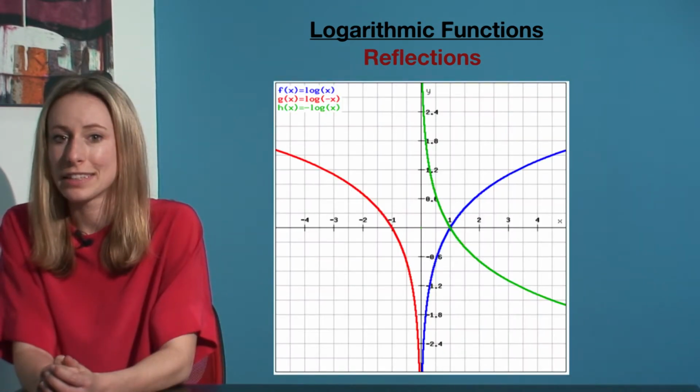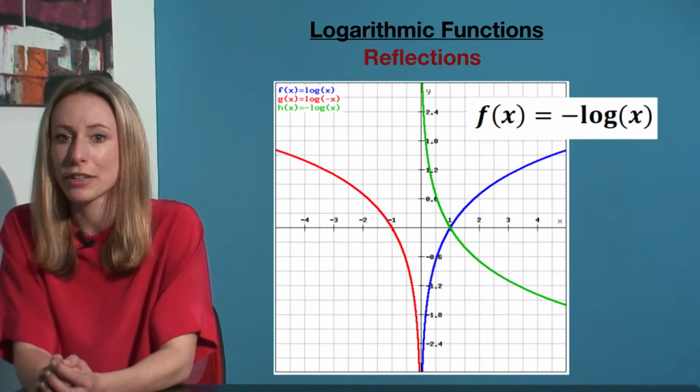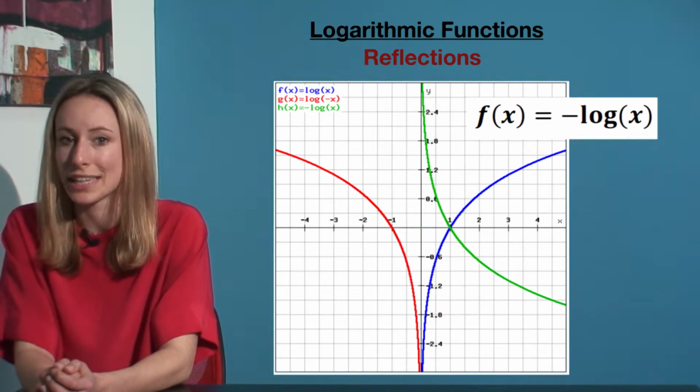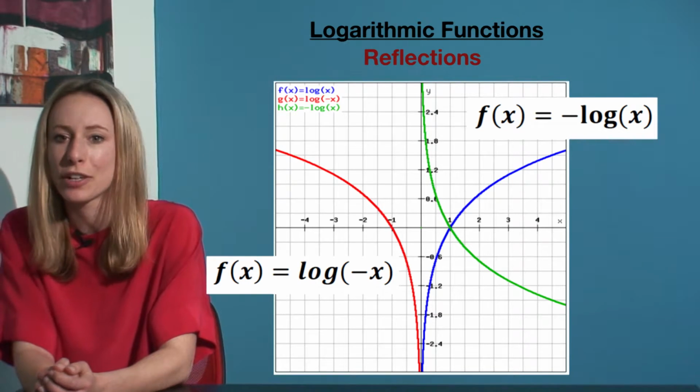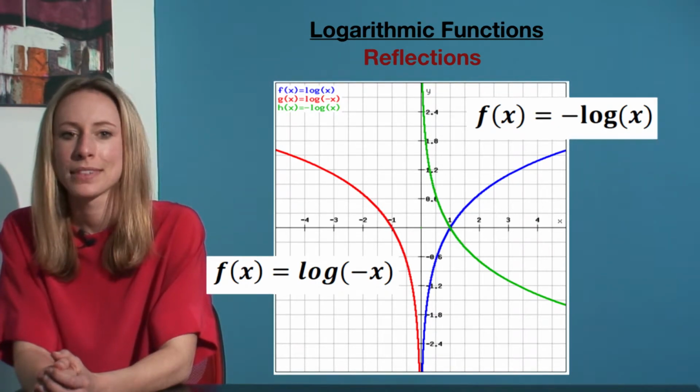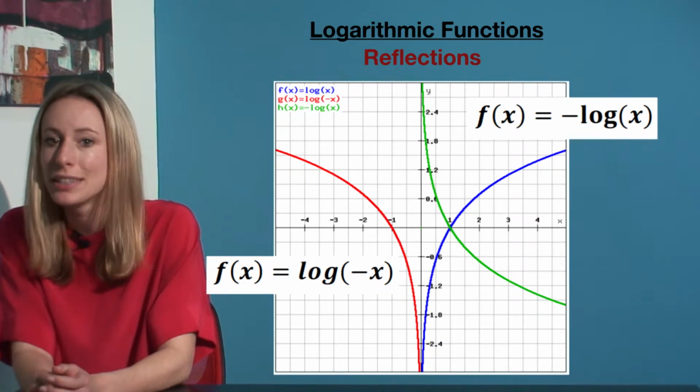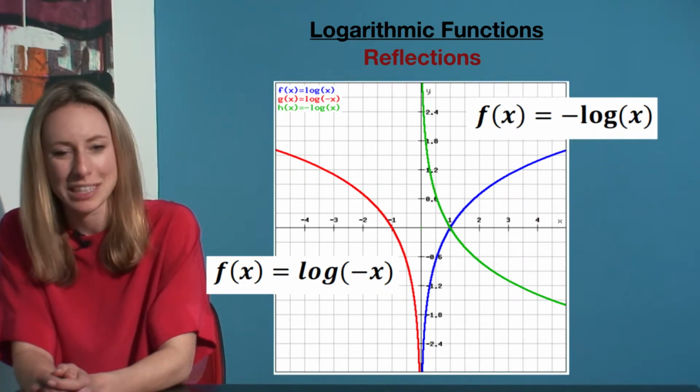The graph can be reflected in the x-axis by placing a negative in front of the function to get f of x equals negative log x, and the graph can be reflected in the y-axis by placing a negative in front of x in the function to get f of x equals log of negative x. Since we can't have the log of a negative number, all the values of x for this function must be negative.